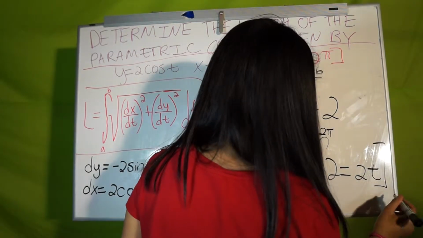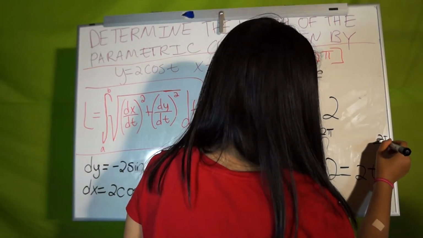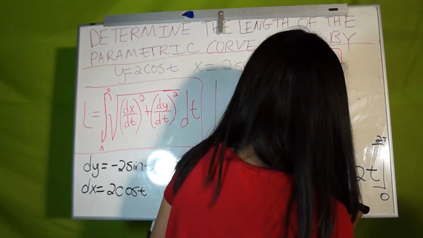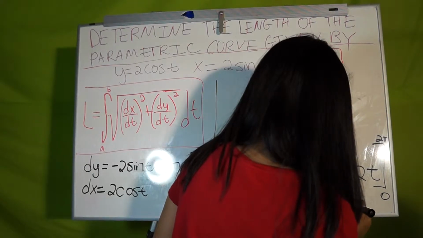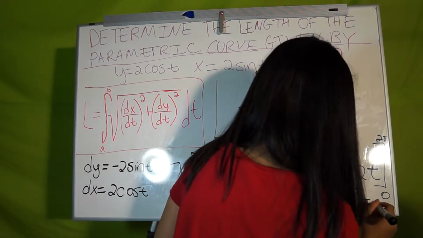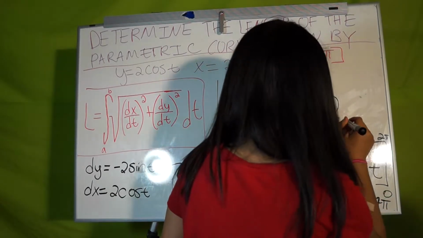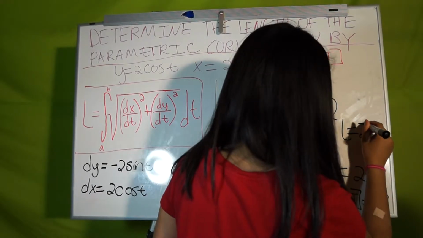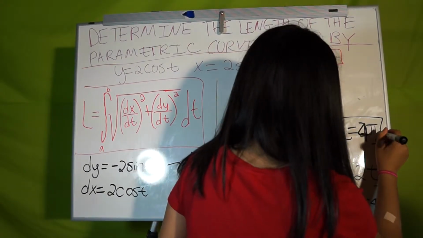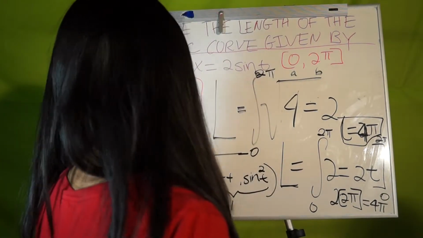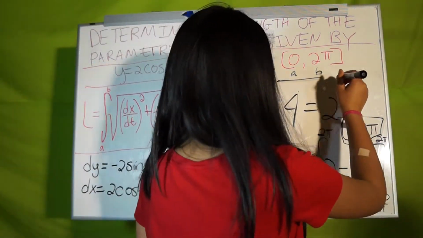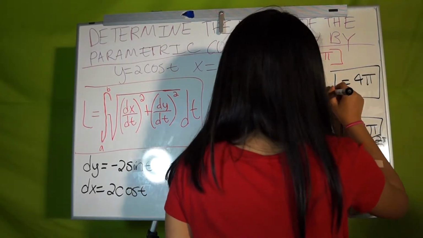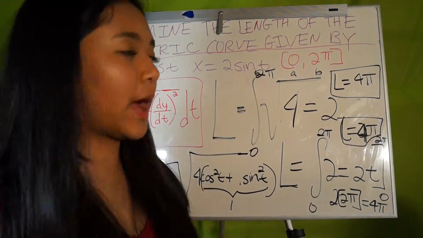And using the fundamental theorem of calculus, part 2, plugging in 0 just goes away. If you plug 2 pi into the t, it's just 4 pi. And so we know the length of this curve is 4 pi. This is really messy, but L is just 4 pi.